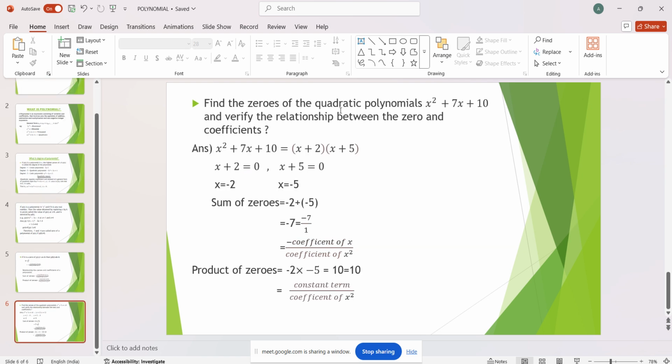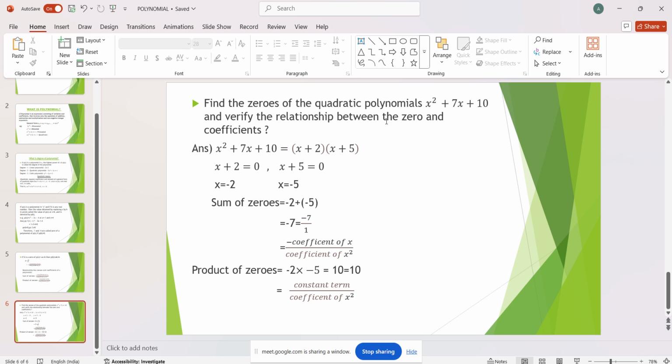Next, one example. Find the zeros of a quadratic polynomial, x square plus 7x plus 10, and verify the relation between the sum of zeros and the product of zeros. How can you find that? Find the zeros of the quadratic polynomial x square plus 7x plus 10.